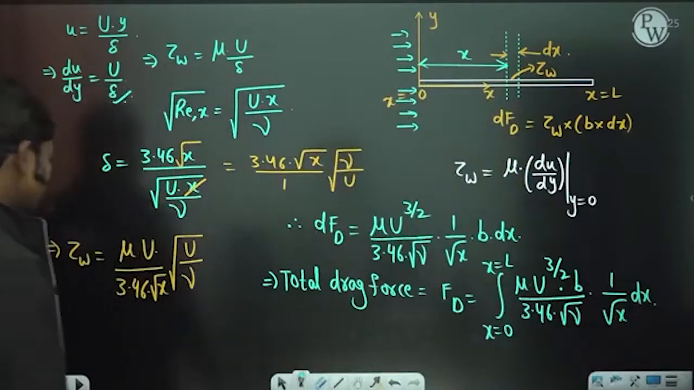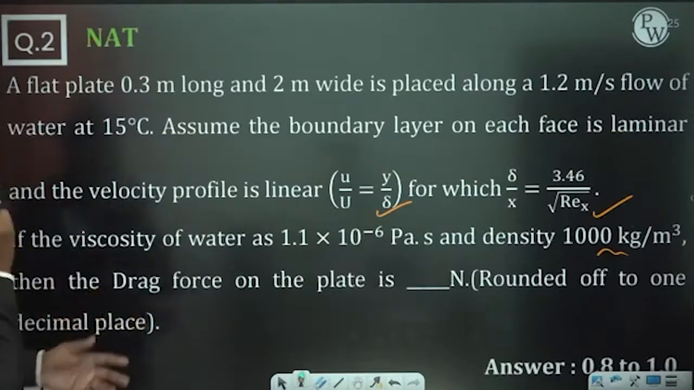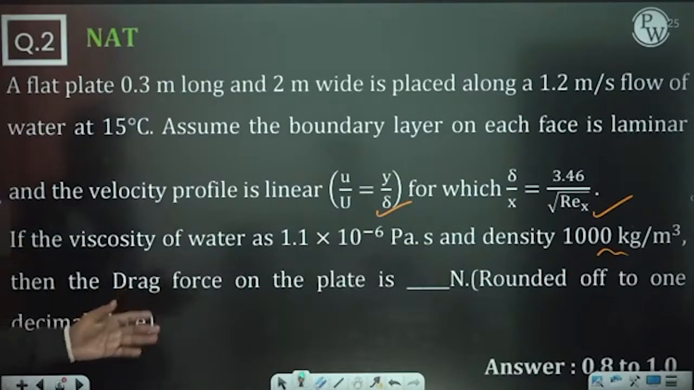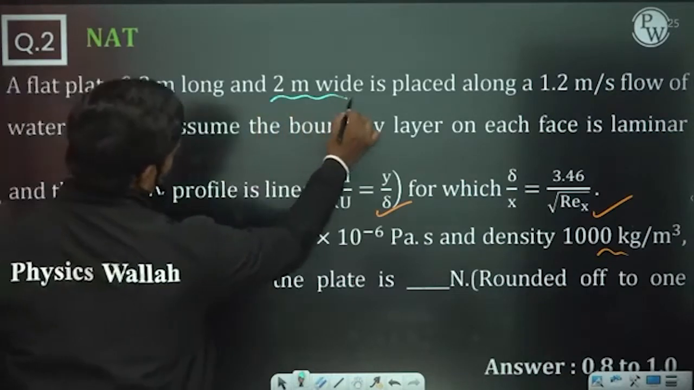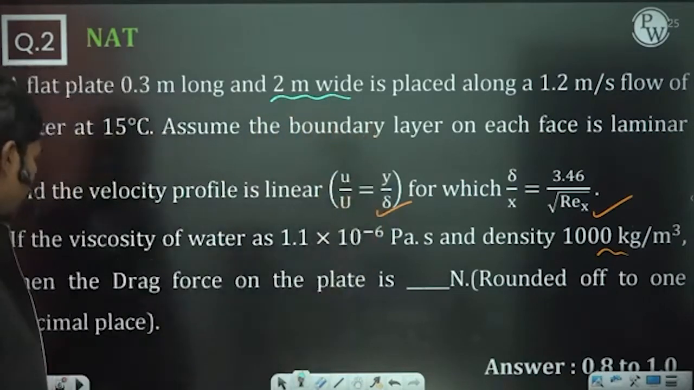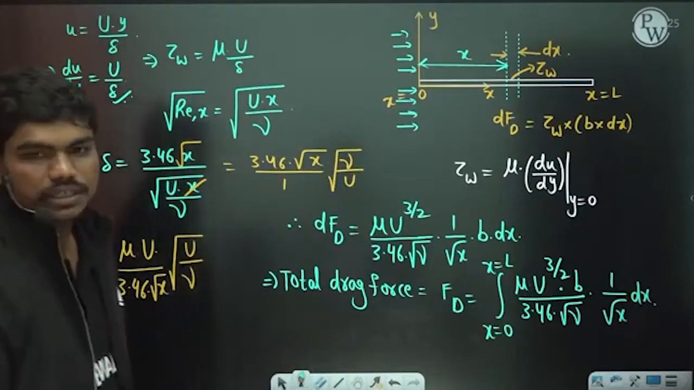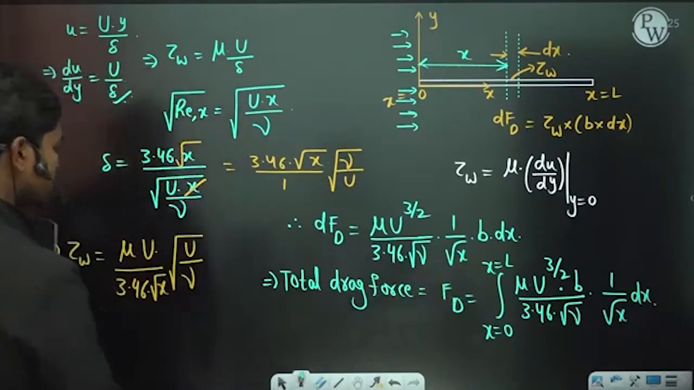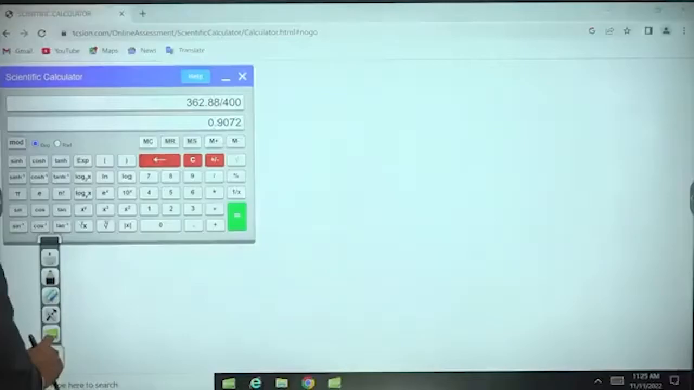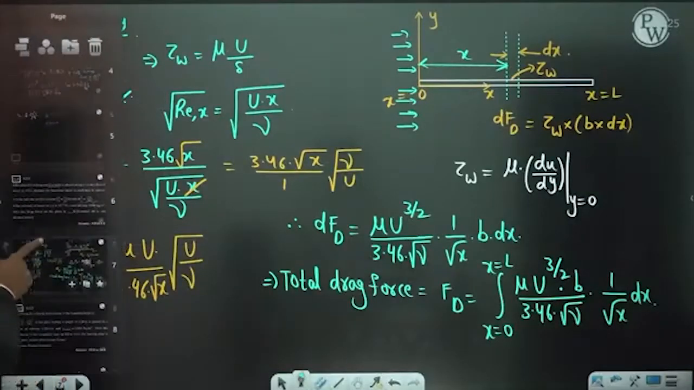Now what is the width of the plate? Let us see here. The density is this much, then the drag force on the plate is dash newtons. What is the width? The plate is 2 meters wide, and there is some flow rate and all. So let us do this integration. If you do this integration, then things get cleared. Let us integrate that carefully and try to get the expression value.